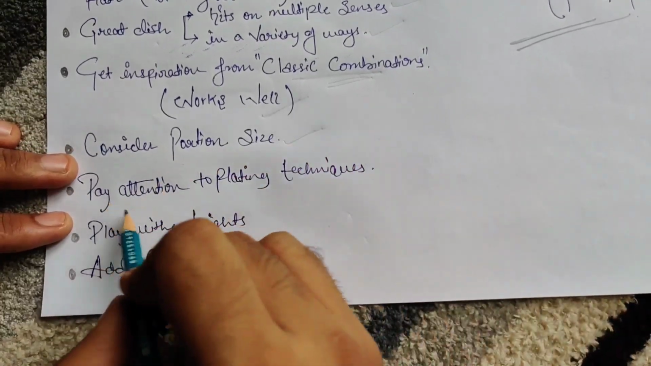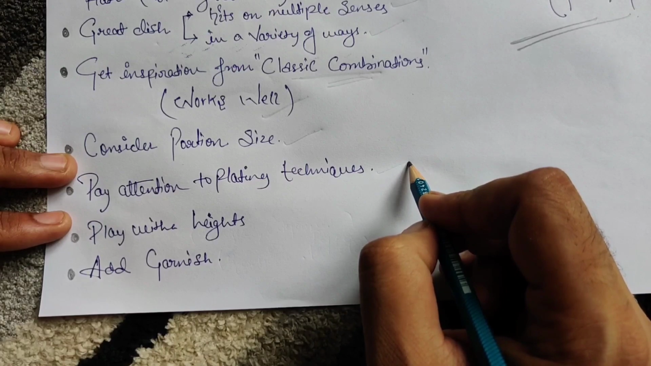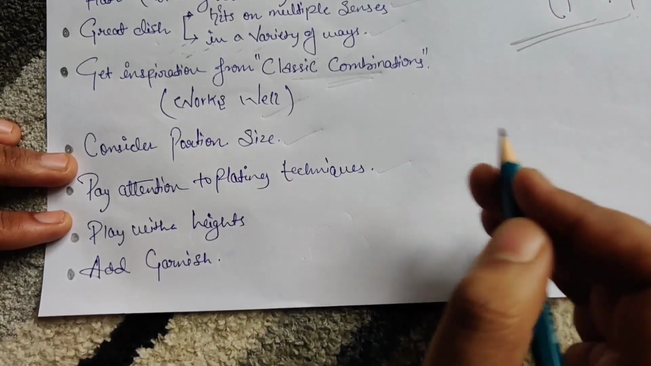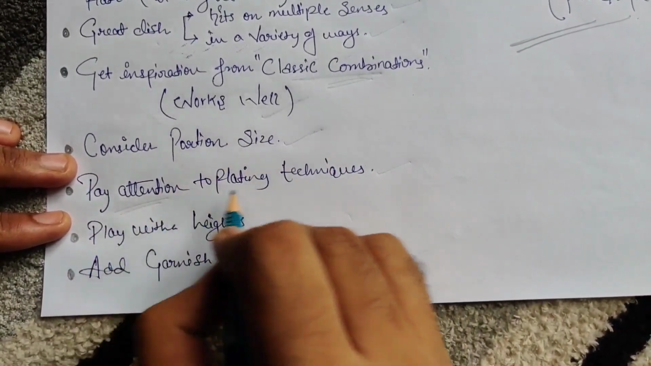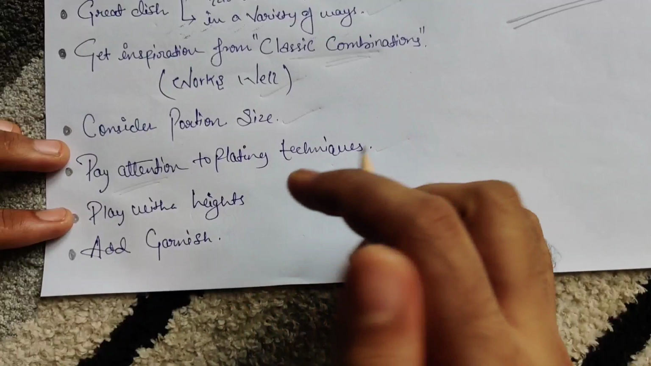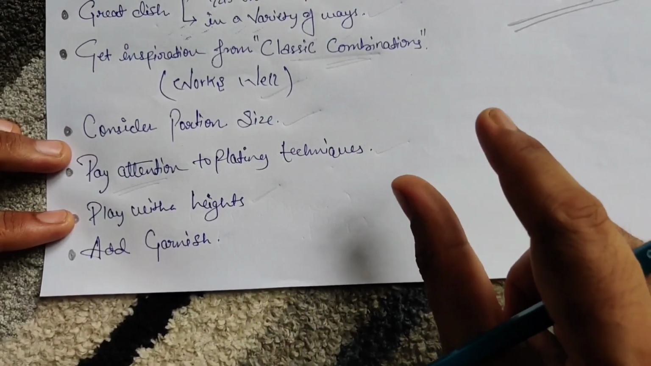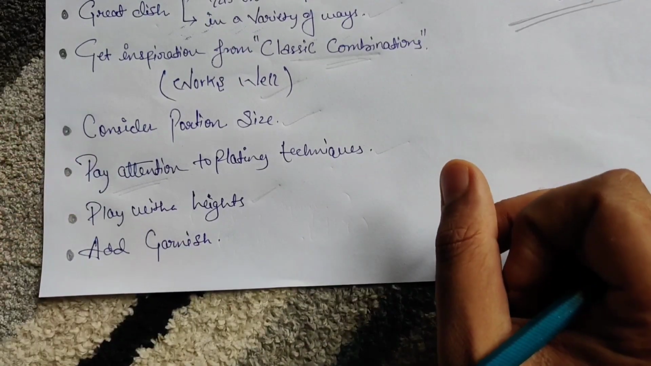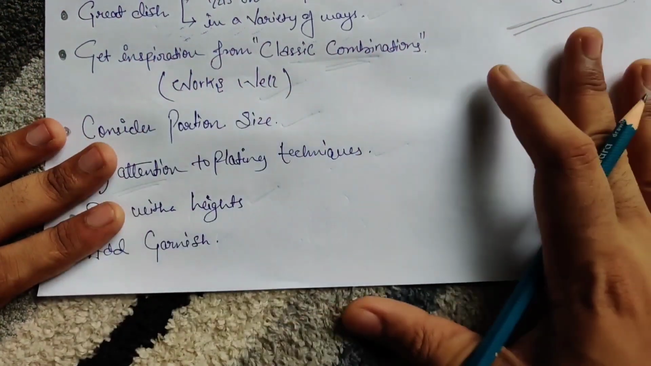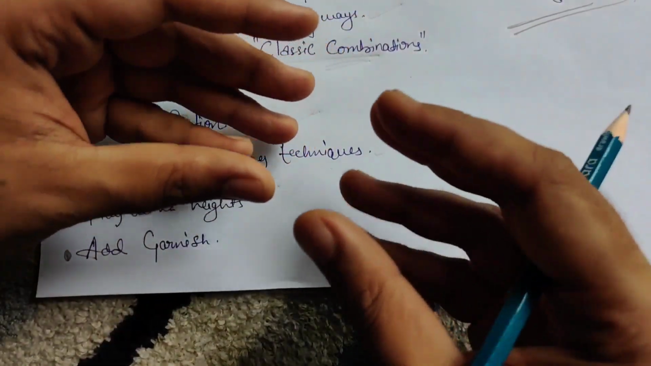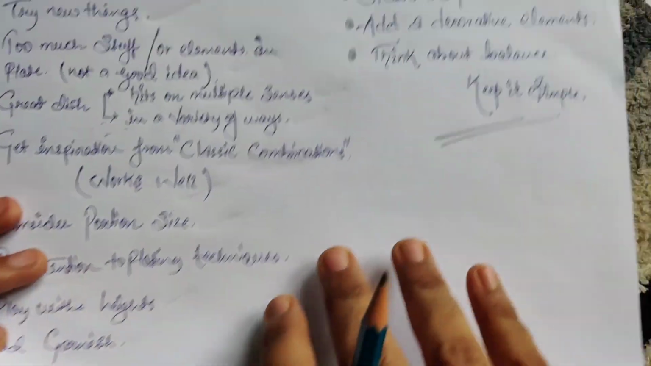Absolutely. Pay attention to plating techniques. It's not about continuing with just one single style of plating dessert. You have to go for new plating styles, so pay attention to plating techniques, right? Play with heights. Playing with heights means a cube or something like that on the top. You can keep a nice tuile or something, so that it's not completely flat. So we have something with height, right? Add garnish.